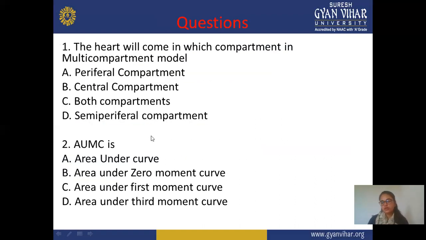Next, the question part related to this topic comes. In the first question, the heart comes in which vital compartment? The options are A, peripheral, B, central compartment, C, both compartments, and D, semiperipheral compartment. These are the four options. Next is the second question: AUMC is A, the area under curve, B, the area under zero moment curve, C, the area under the first moment curve, D, the area under the third moment curve. So you should know the full form of this curve.